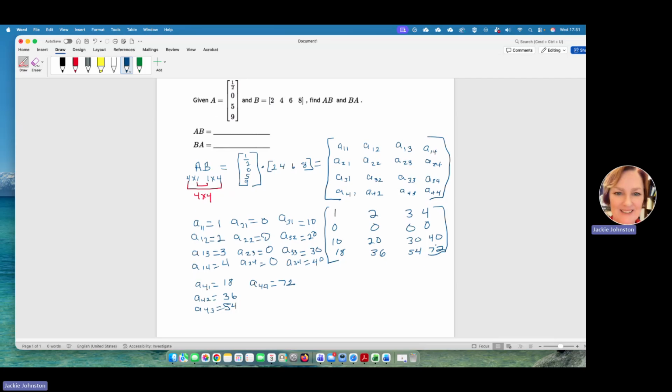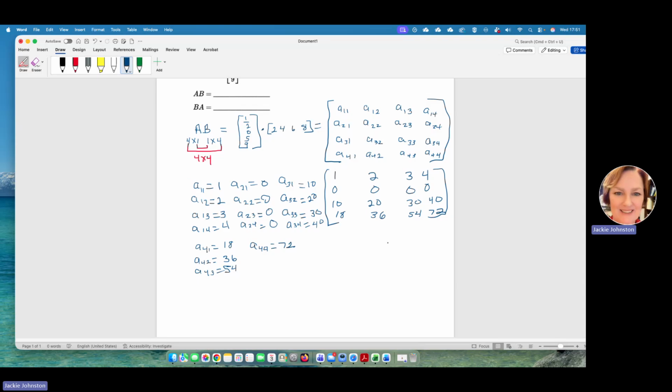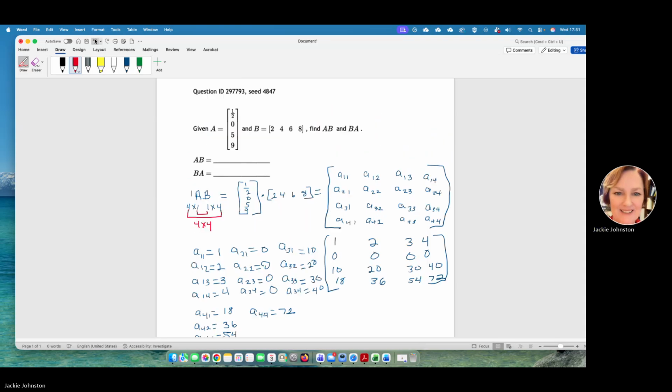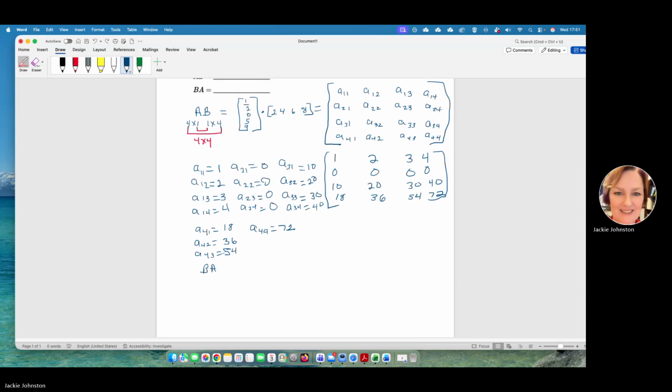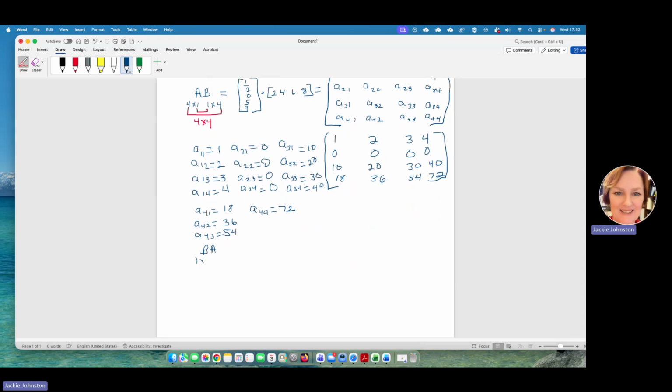Then the next one, let me scroll up, is going to be B times A. So first of all, we have to see if we can do it. Can we do B times A? We know B is a 1 by 4, and A is a 4 by 1. And we look at the two inside numbers. If they're the same, yes, I can do B times A. And I'm going to get a 1 by 1, which is one number.